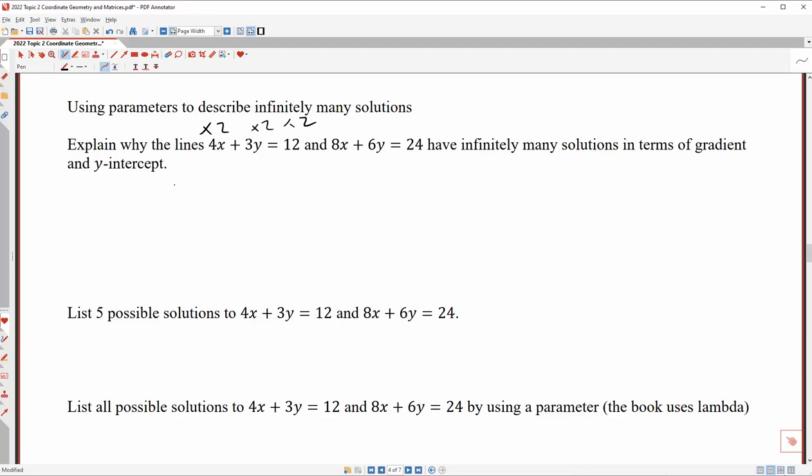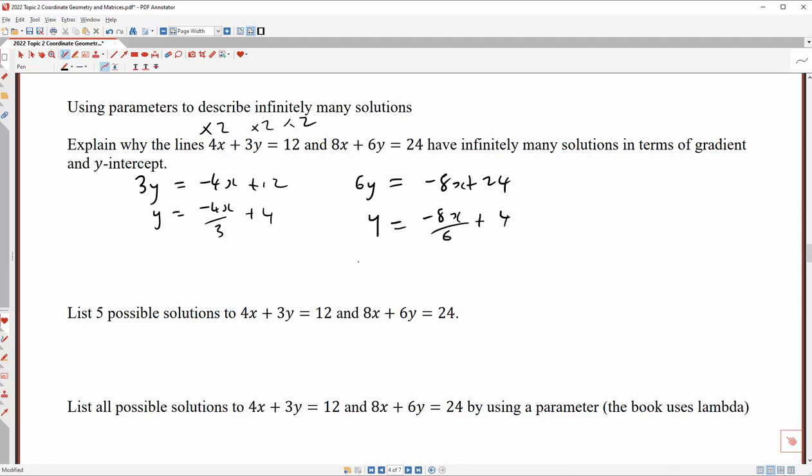So in terms of gradient and y-intercept, we'll just go 3y equals negative 4x plus 12, y equals negative 4x on 3 plus 4. This one here, 6y equals negative 8x plus 24, y equals negative 8x on 6 plus 4, which is negative 4x on 3 plus 4. So notice that those are the same and those are the same.